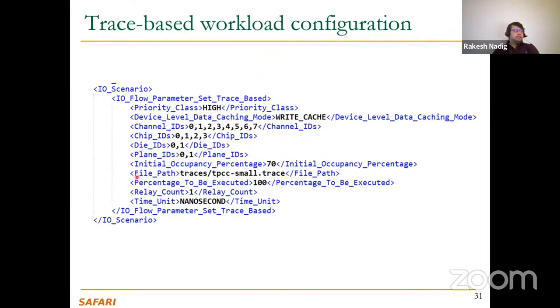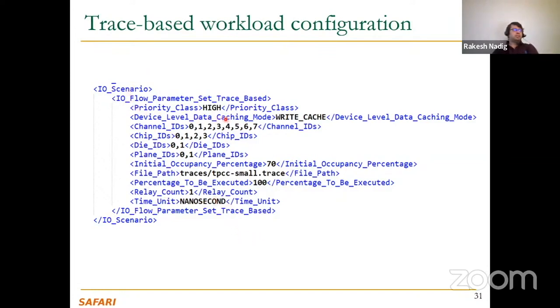And then we have the initial occupancy percentage, which will define how much of the device is already occupied with data. And the file path will define the trace file, which is used for generating the requests. And then what percentage of the trace needs to be executed, and the time unit, whether it's nanoseconds, microseconds, or milliseconds, can be defined here.